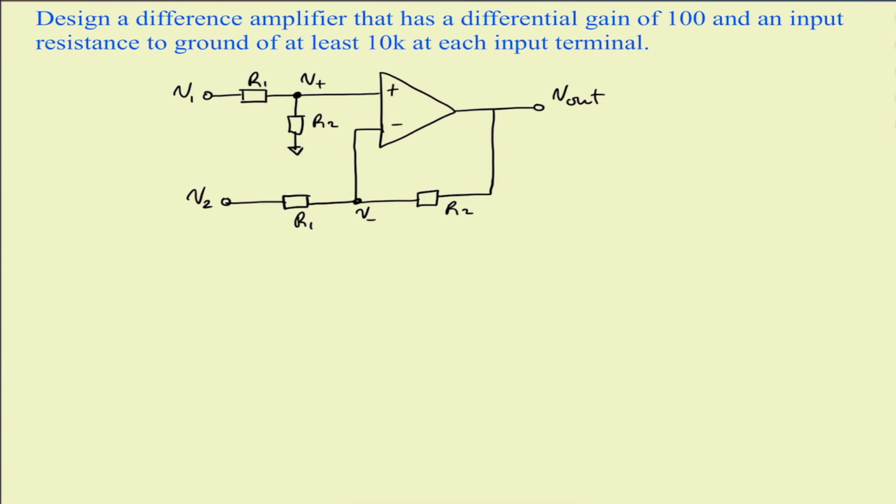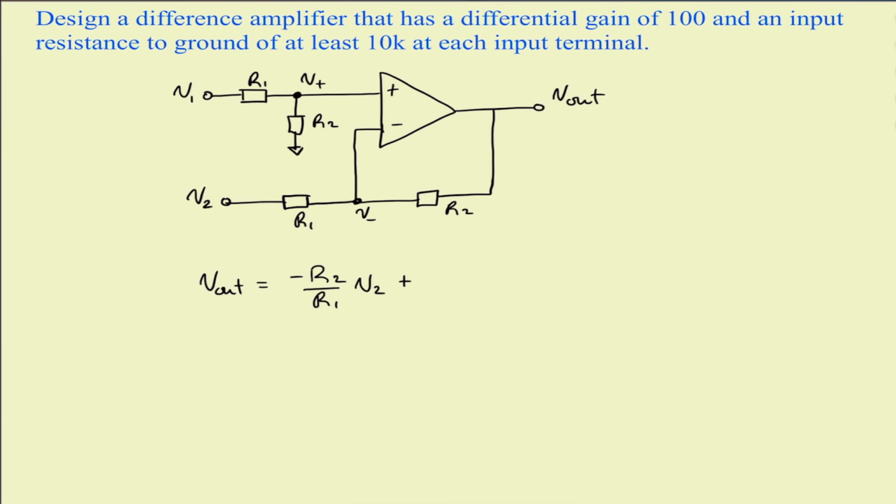So the first order of business is to use superposition to find the output voltage, V out. By setting V1 equal to 0, we get an inverting amplifier configuration. So that first portion is going to be minus R2 over R1 times V2. Then by setting V2 equal to 0, we get a non-inverting configuration.